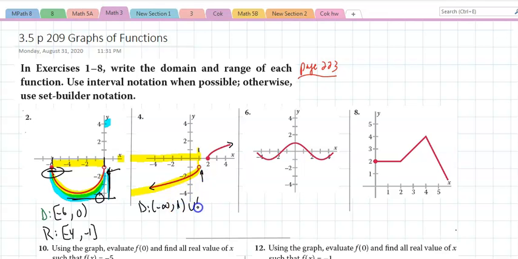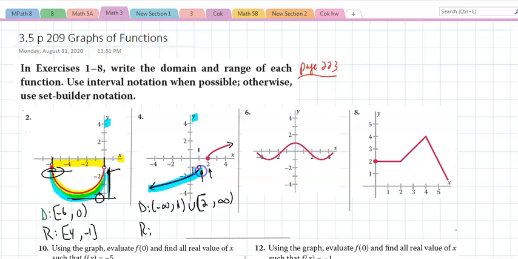Anytime you have more than one interval, union. And doesn't that begin from 2? But it's included. And this is going to run all the way to infinity. That's domain. Range. If I look at not the x, the y, that is up and down.